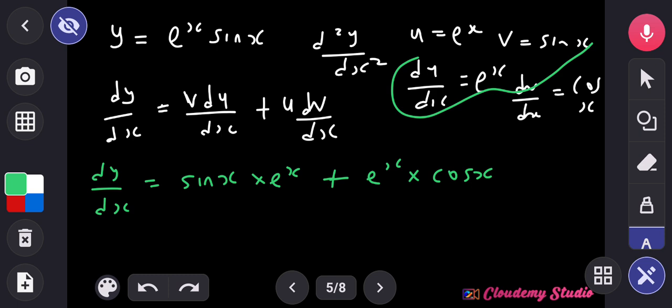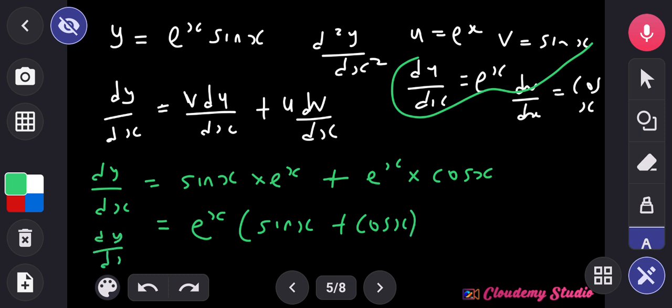I have my e^x here, I have my e^x here, which means I can factorize out, which means my dy/dx is e^x into bracket sin x plus cos x. That is my first derivative, dy/dx. What is now my second derivative? I'm going to continue just like the way I've continued before, right?